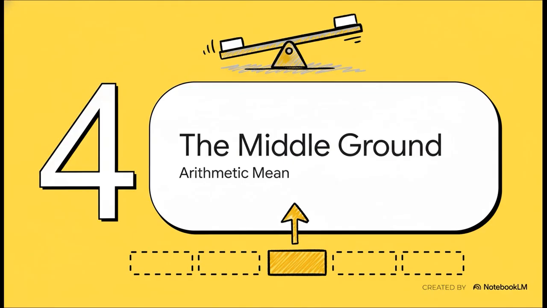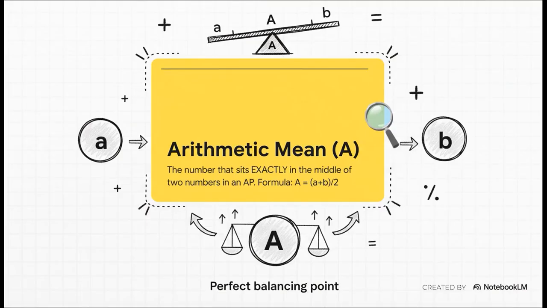Okay, let's switch gears to something really simple but super useful. What if you just want to find the number that sits perfectly in the middle of two other numbers? This middle number is called the arithmetic mean. Now that sounds fancy, but guess what? It's just the average. You've been doing this for years. To find the mean of two numbers a and b, you just add them up and divide by 2. It's the perfect balancing point between them.